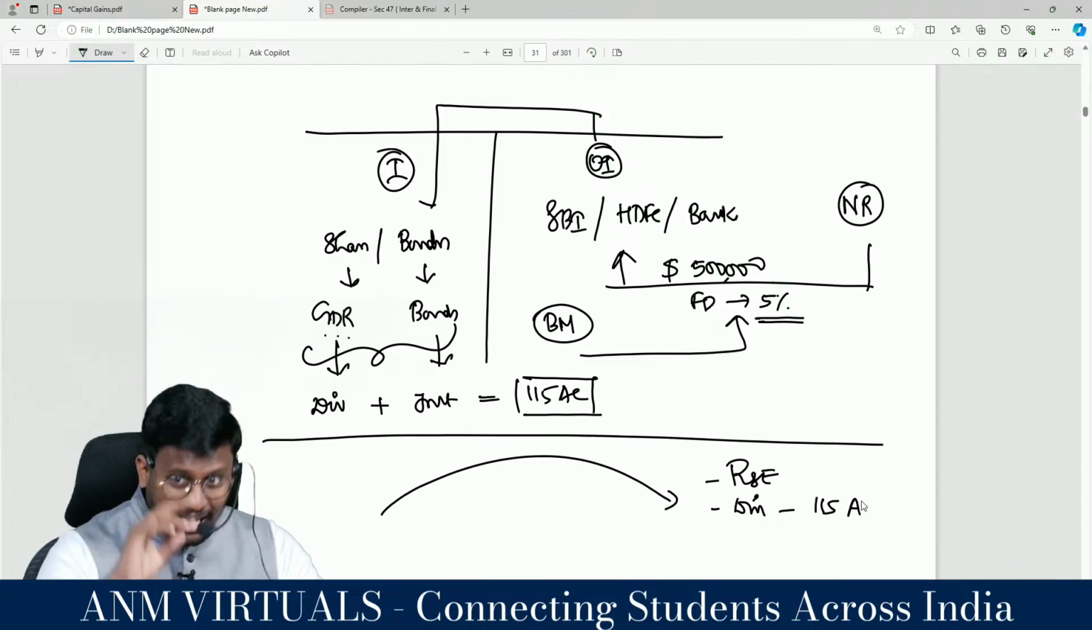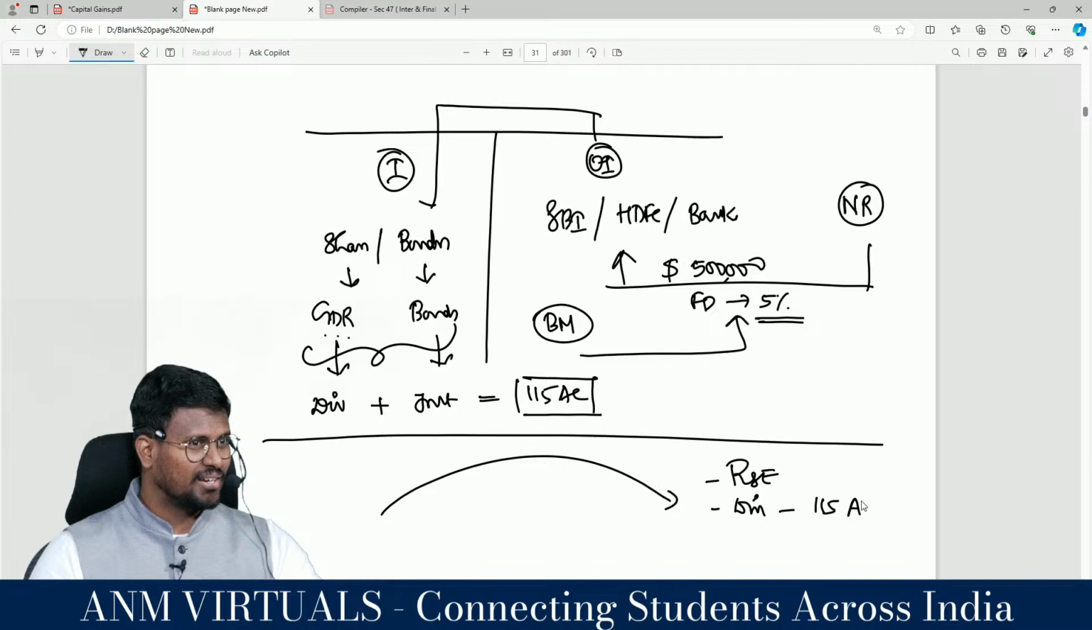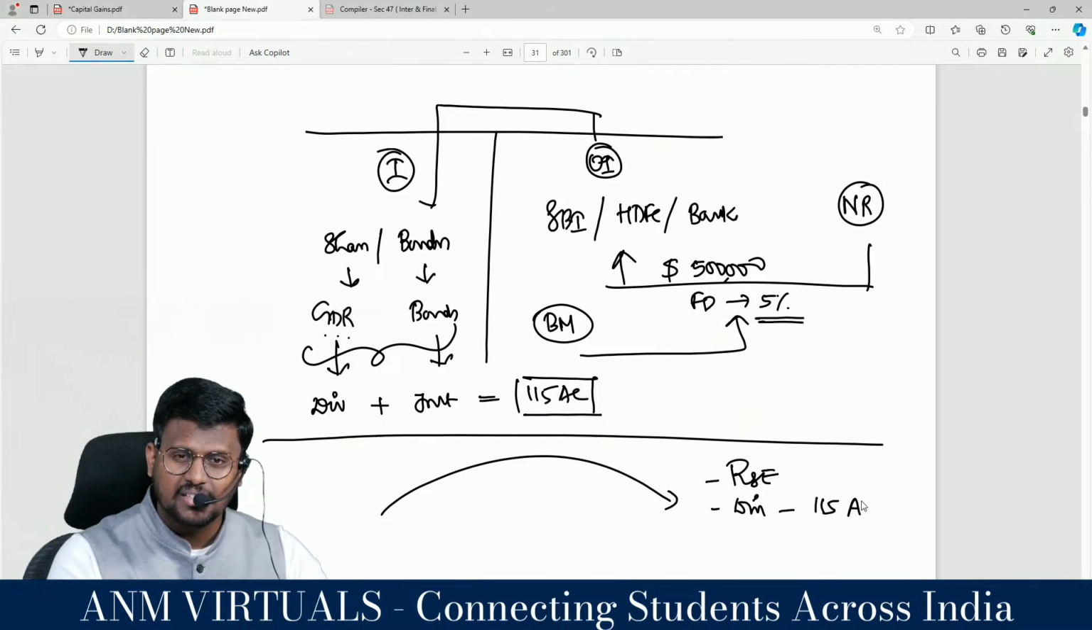Concessional rate of 10%. And from 20 they came to 10. Why did they come to 10? The government is getting what currency?